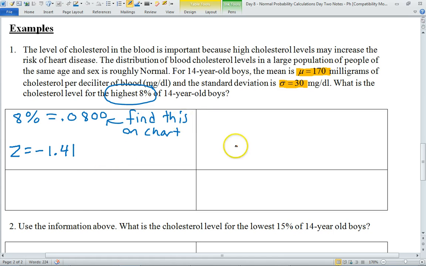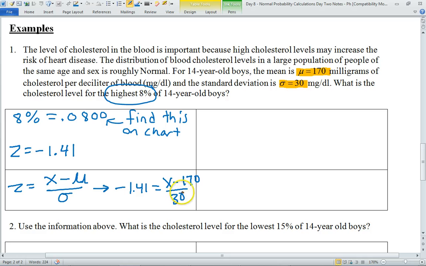Now it's time to do my calculations and turn this back into an x value. So I'm going to use the formula. Z is going to equal my value minus the mean divided by the standard deviation. So that means negative 1.41 is going to equal my value minus 170 over 30. That's what I need to solve out.